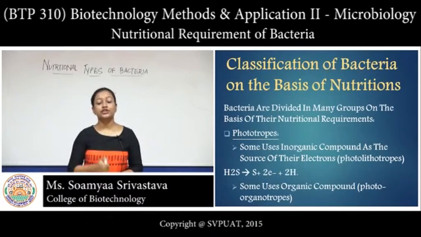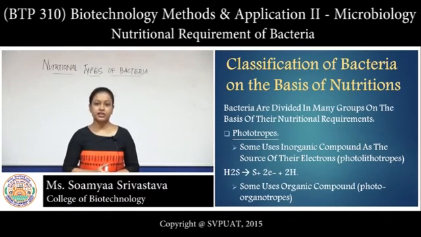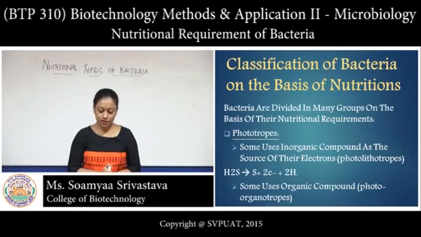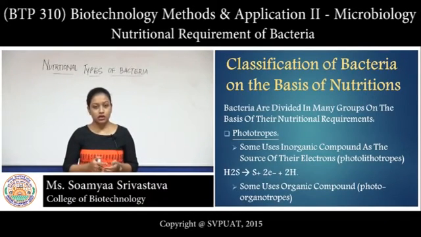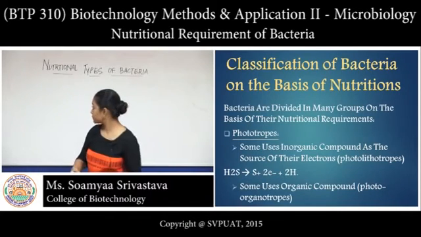Now, let us discuss the nutritional types of bacteria based upon the requirements they use for their growth and multiplication. Depending upon the requirements they use, there are phototrophs, chemotrophs, autotrophs, heterotrophs and obligate parasites.